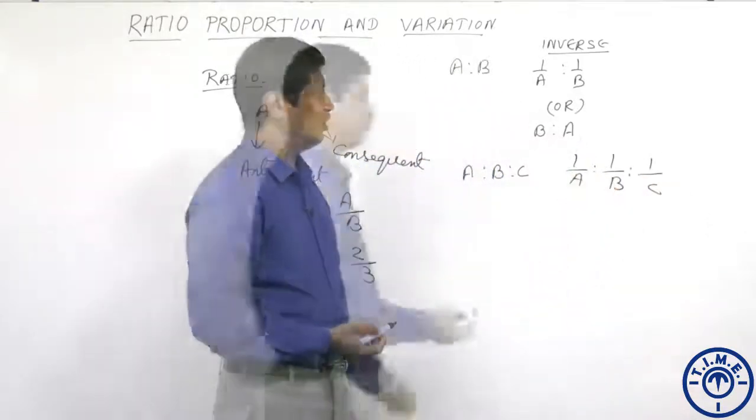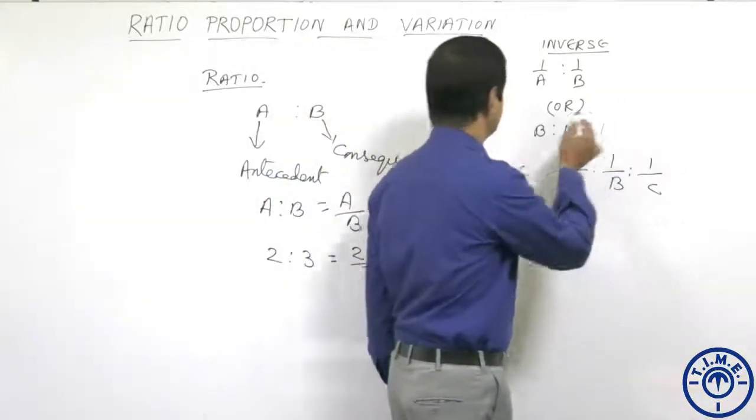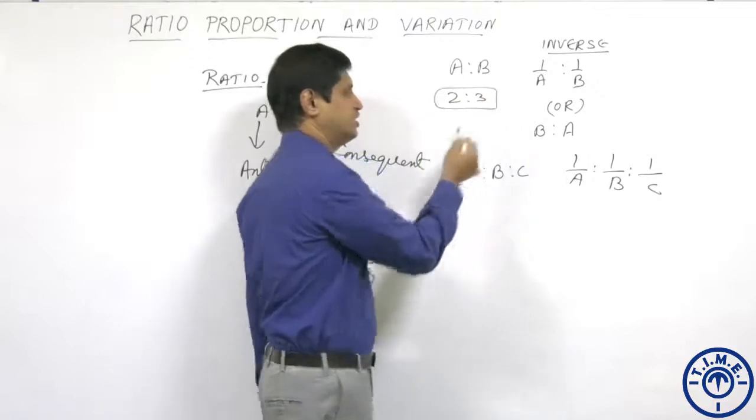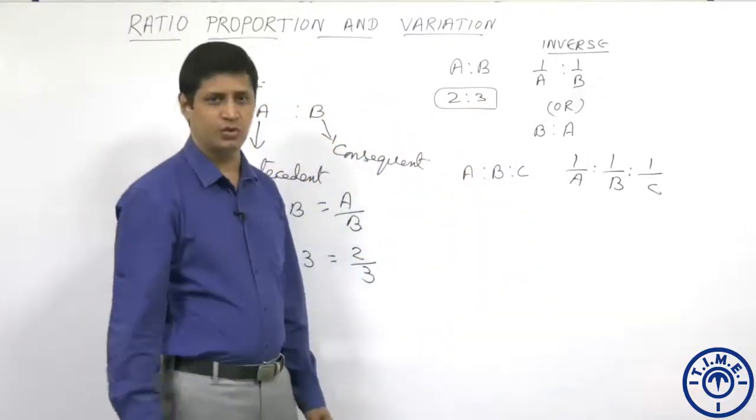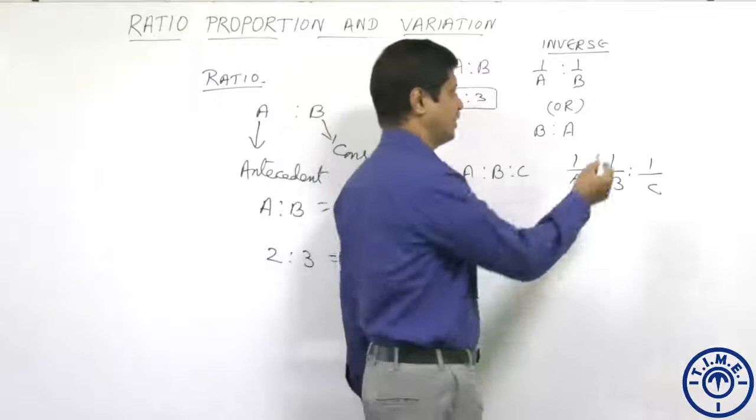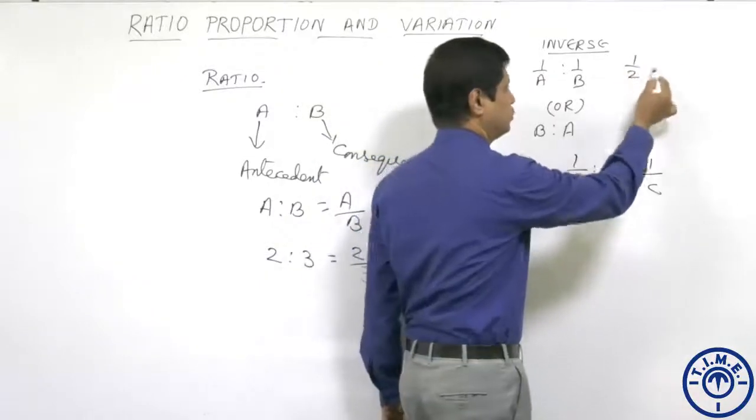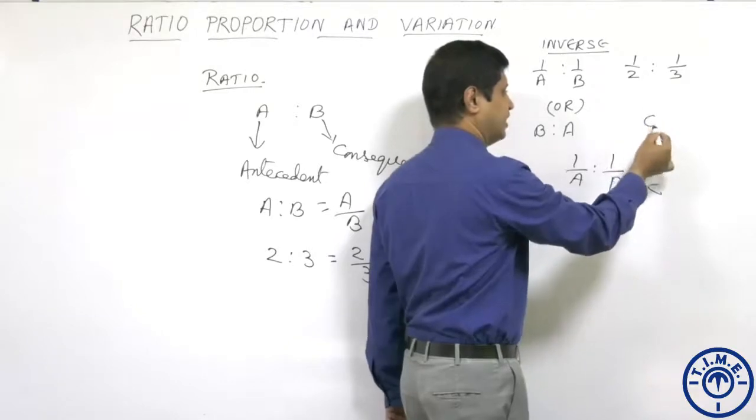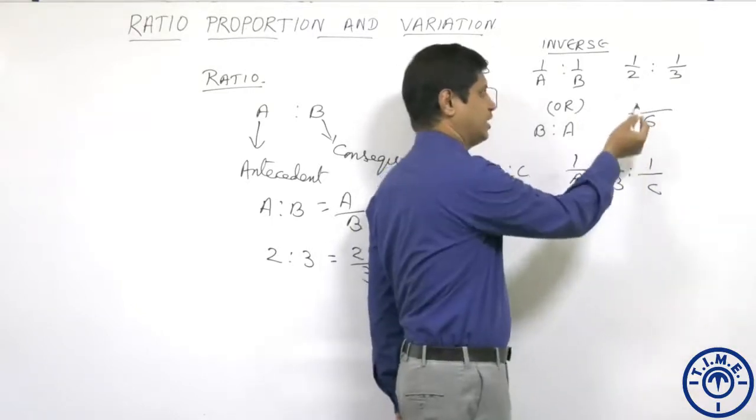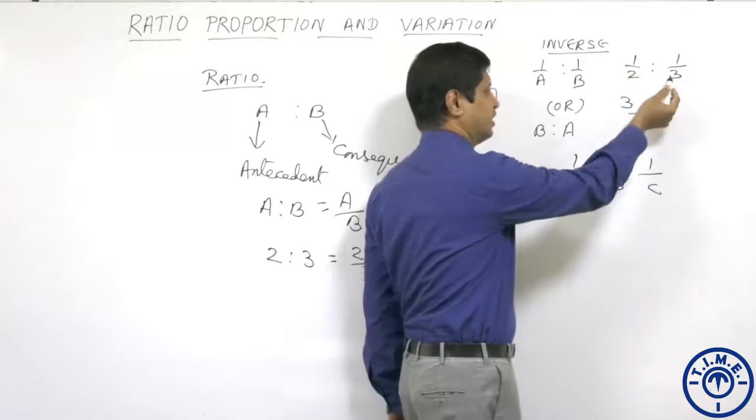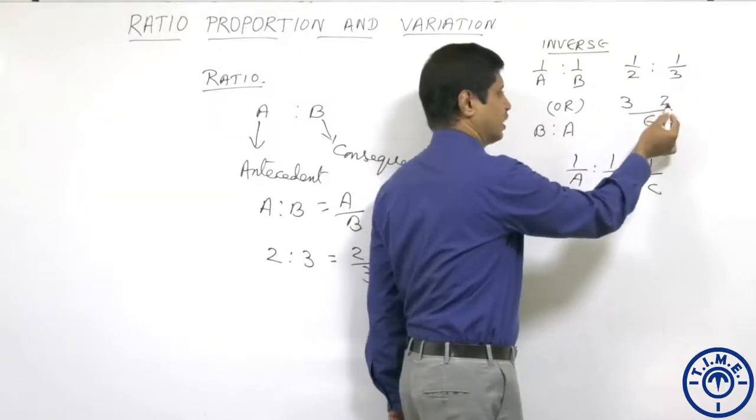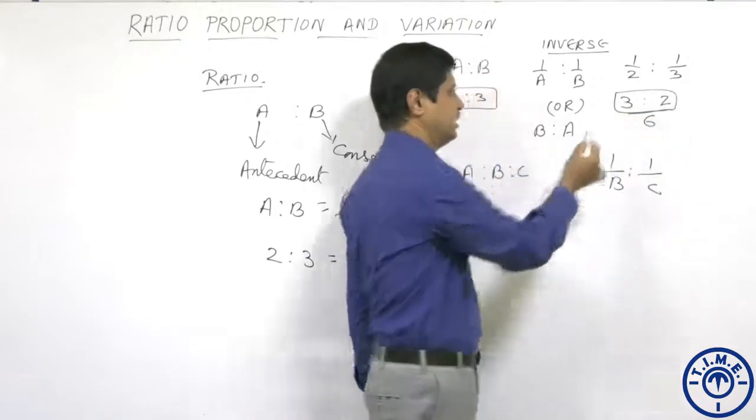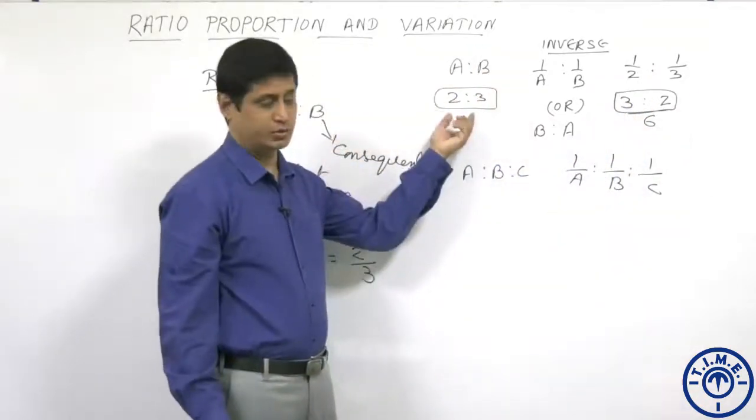Similarly, let us take 2 is to 3 as A is to B. When 2 is to 3 is A is to B, what is the inverse ratio? The inverse ratio means 1 by 2 is to 1 by 3. Now, what is the LCM here? 6 is the LCM. 2 goes 3 times, so 3 times of the numerator, and 3 goes 2 times, so 2 times of the numerator. The ratio is 3 is to 2, which is the inverse ratio of 2 is to 3.